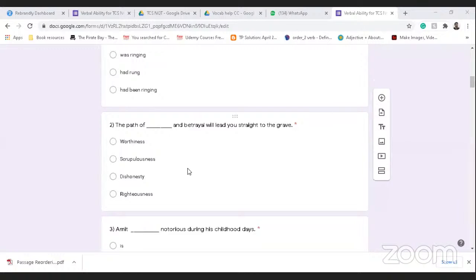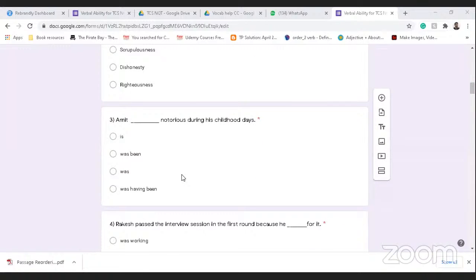The path of dash and betrayal will lead you straight to the grave. What is the context, guys? The context is negative. Betrayal is negative, so we have to pick a negative word here. What should be the answer? Worthiness, righteousness are correct but positive. Scrupulousness means a lot of attention to detail. Dishonesty should be your answer. Okay, dishonesty.